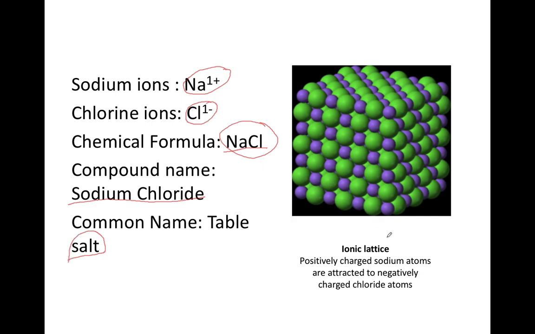Now, when an ionic compound forms an ionic lattice, it does not form a molecule, it forms a clump of positively and negatively charged atoms that stick together because they have opposite charges. The purple circles represent sodium ions and the green circles represent chlorine ions.